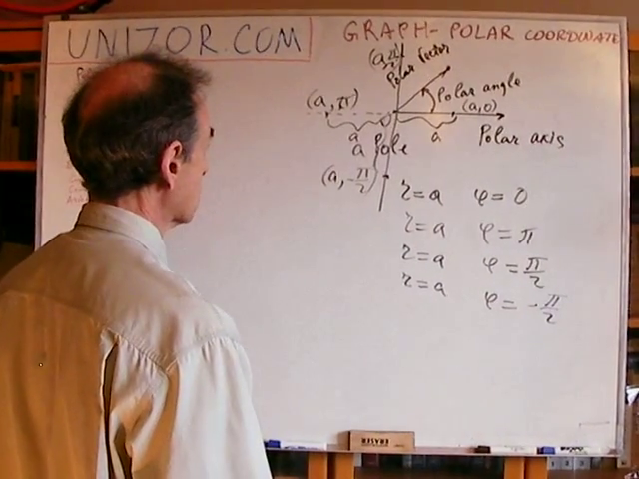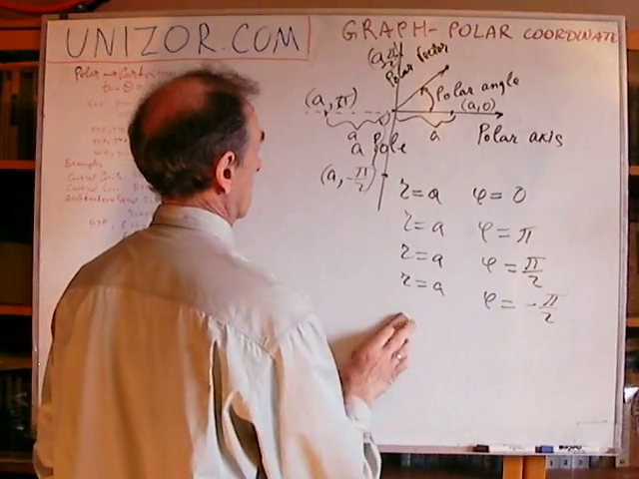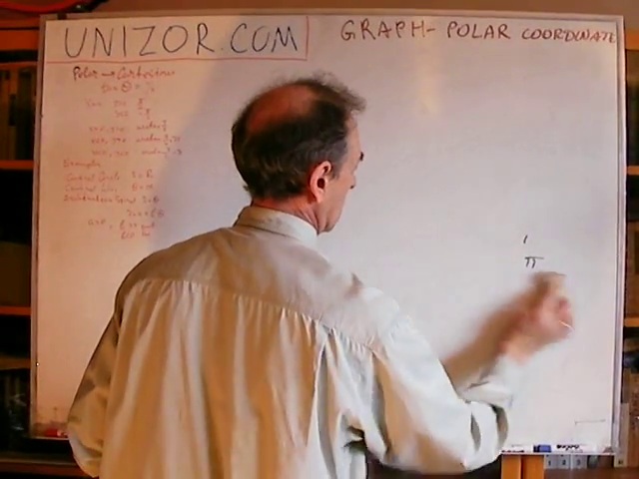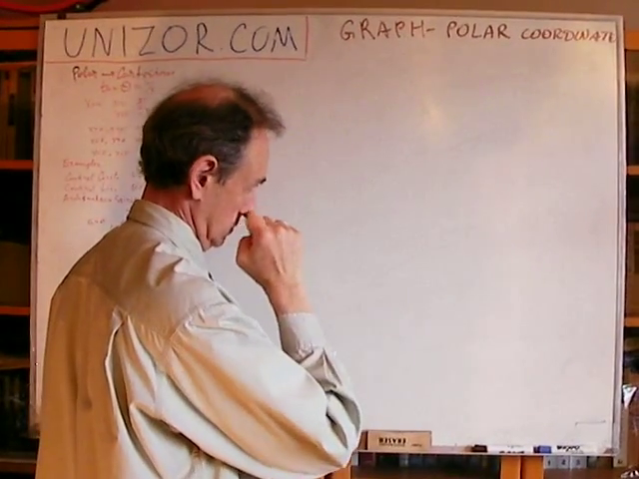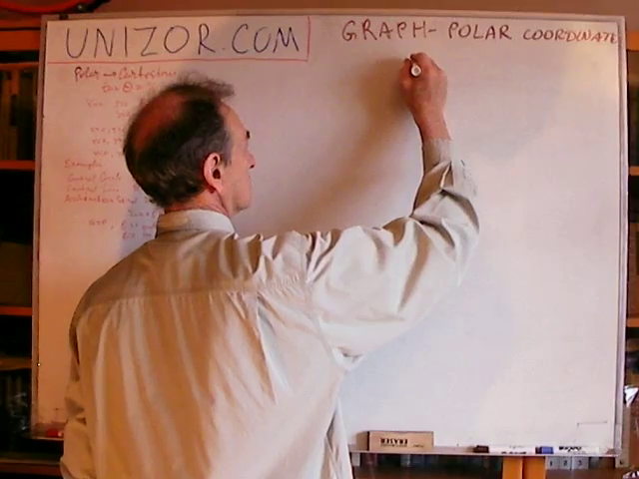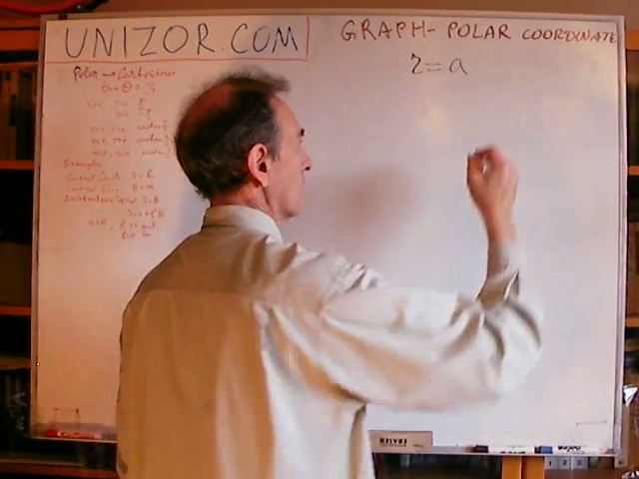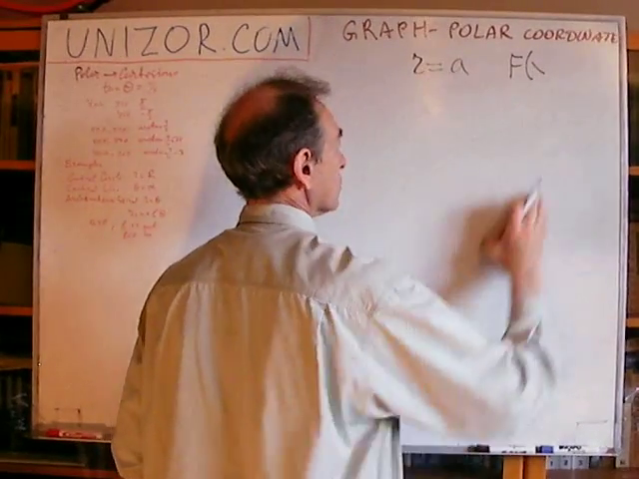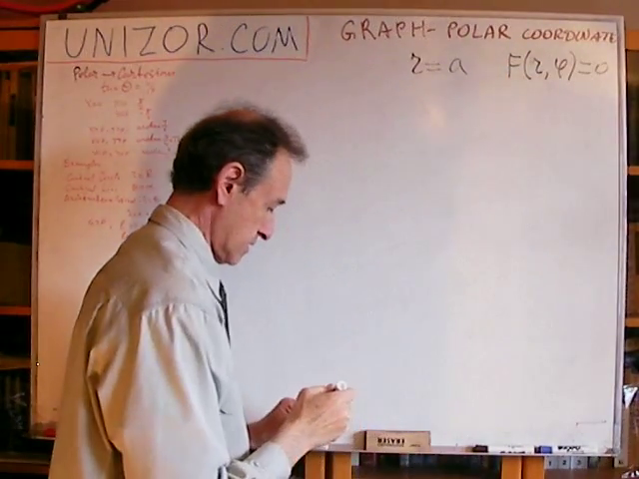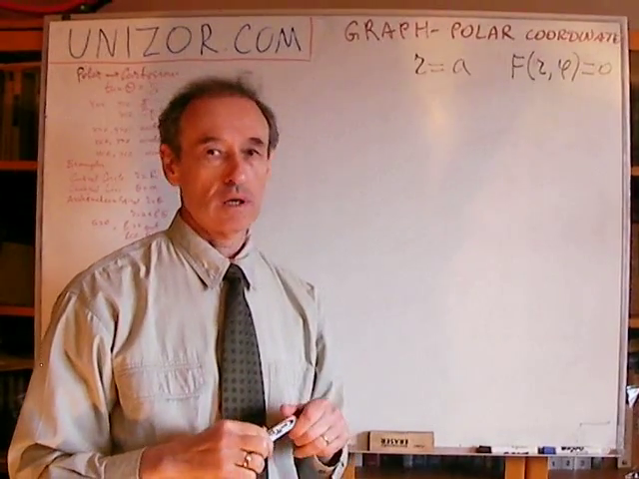Well, let's do a couple of examples here. Well, example number one is r is equal to a. Is this a function? I mean, remember, the function, I'm not using x and y anymore. The function would be described as this. And again, I shouldn't really say a function. A dependency between r and phi is expressed in this particular way.